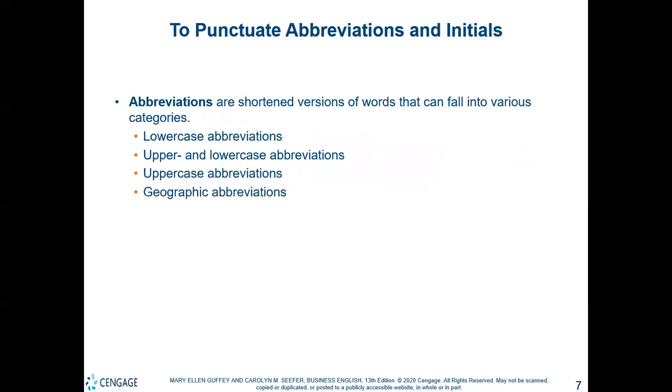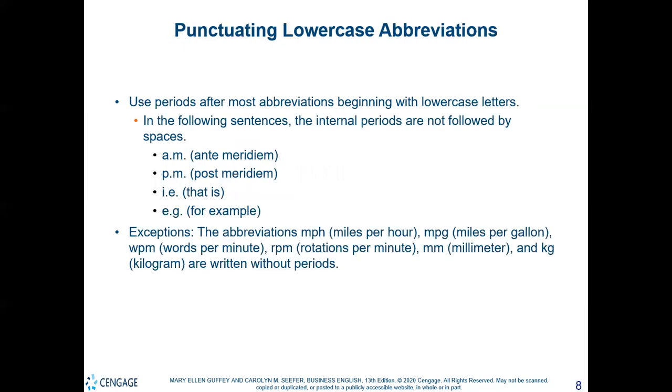To punctuate abbreviations and initials. Abbreviations are shortened versions of words that can fall into various categories: lowercase abbreviations, upper and lowercase abbreviations, uppercase abbreviations, geographic abbreviations. Punctuating lowercase abbreviations: use periods after most abbreviations beginning with lowercase letters.